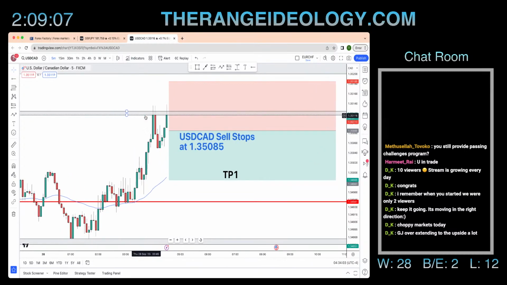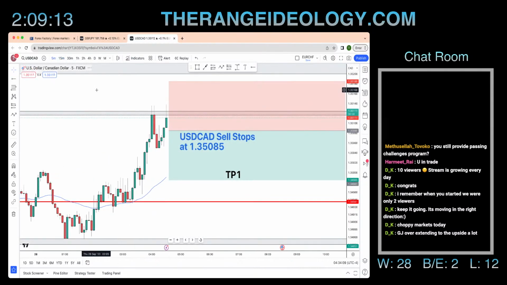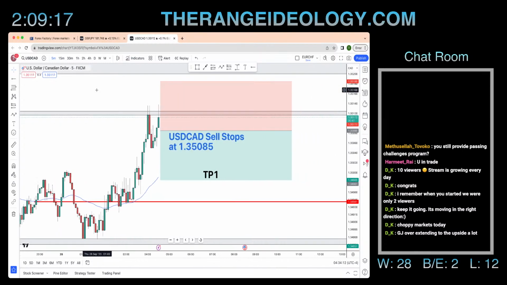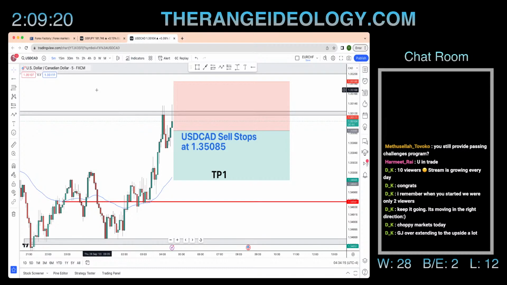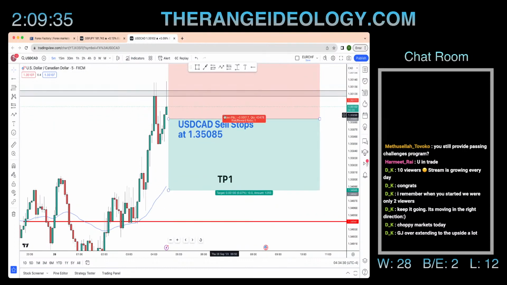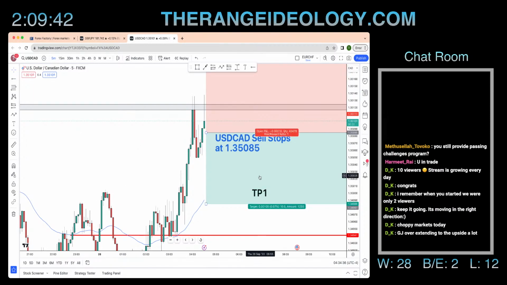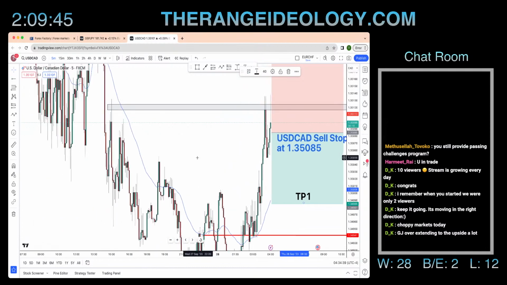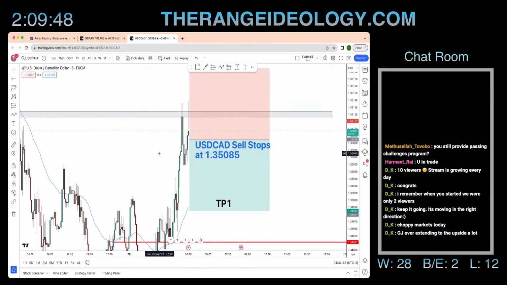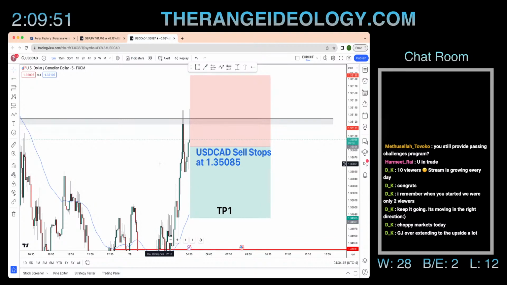So we might have to wait for the next 5-minute candle now before being tapped in, unless it gives us a nice bearish push here and we'll be activated. All right, just about to be activated. All right, come on, USD CAD. Again, 10 pip TP1, not bad, with the 10 pip stop loss. And we're about to be tapped in.